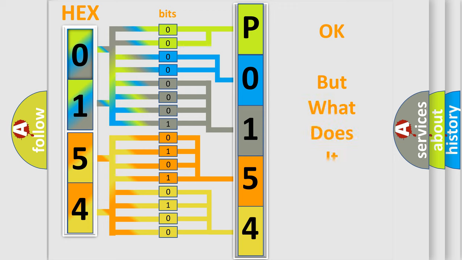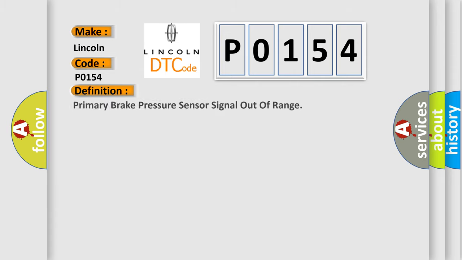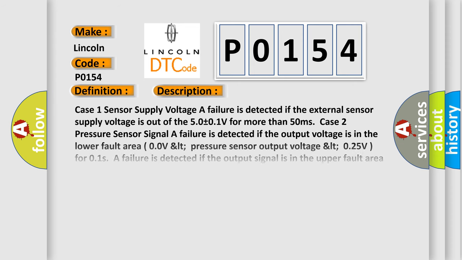The number itself does not make sense to us if we cannot assign information to what it actually expresses. So, what does the Diagnostic Trouble Code P0154 interpret specifically for Lincoln car manufacturers? The basic definition is primary brake pressure sensor signal out of range. And now this is a short description of this DTC code.